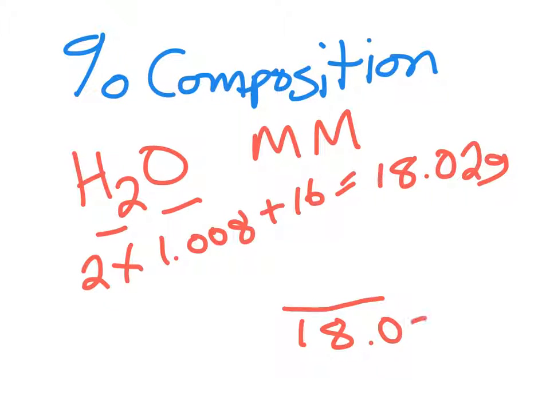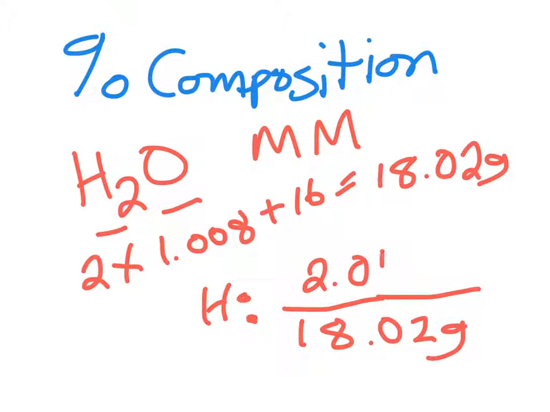It's like finding your grade on a test. The total's on the bottom. So 18.02 grams is the total mass of the water. And then we would put in the total mass of the hydrogen on top. So this one is for the hydrogen. And we do 2 times 1.008, which is about 2.016 grams.